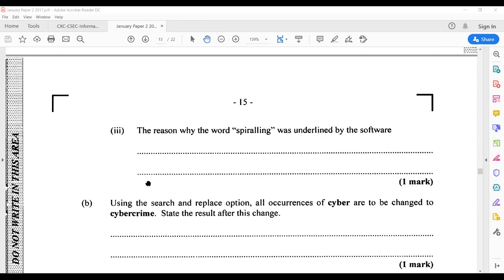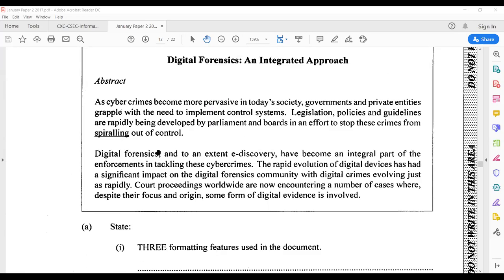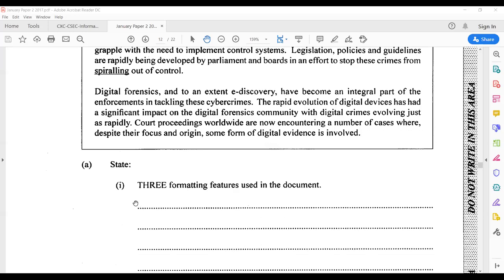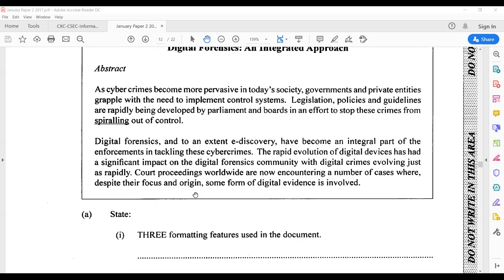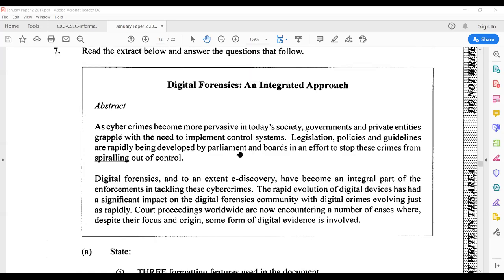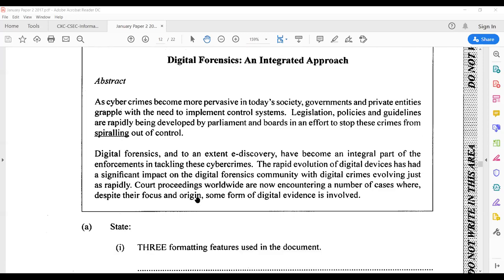Okay. Now move on to part three. The reason why the word spiraling was underlined by the software. The first thing in reading this question is you should identify that this word spiraling was underlined by the software and it is actually not one of the formatting features. So therefore, if you put underline for A, one, you should remove it and look for another difference, right? One of the other differences here is the font size is different between the paragraph and the heading. So you could remove underline and put font size because you know now that the user didn't underline spiraling intentionally and it was done by the software. Okay, so that's the first point of it.